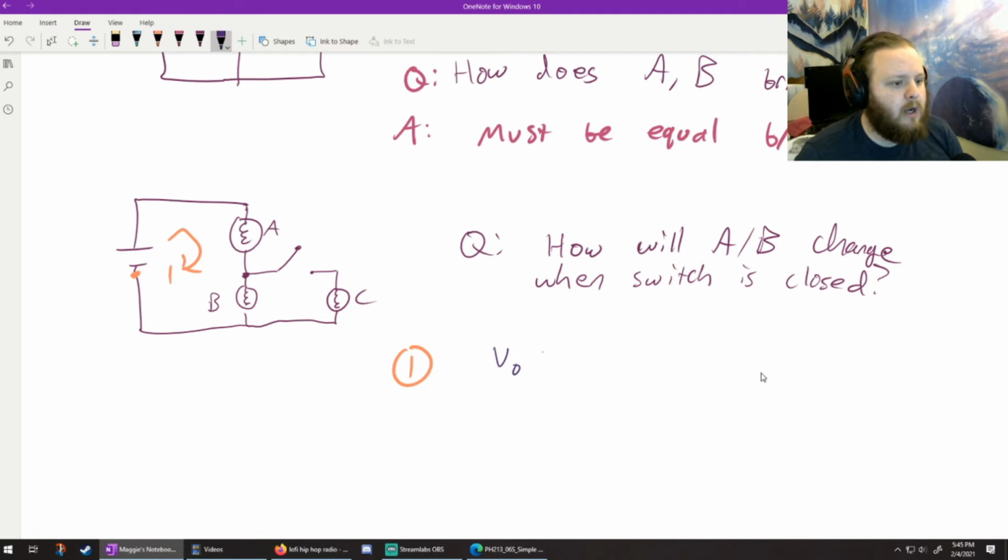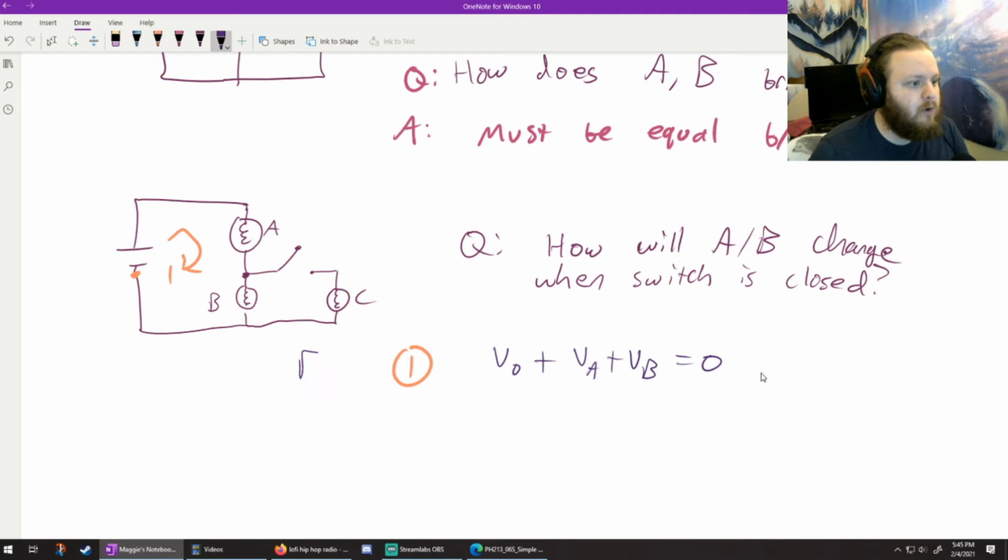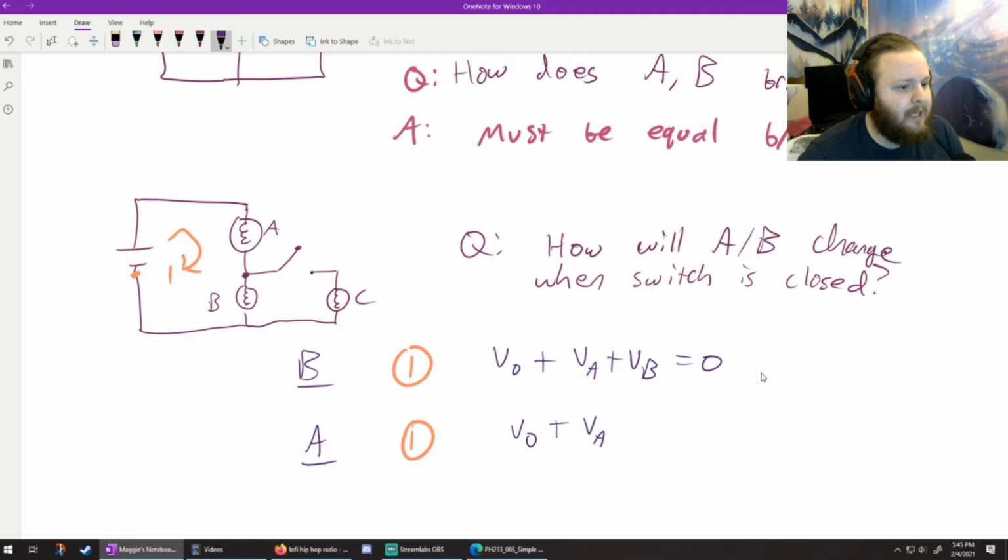So I know V naught plus VA plus VB equals 0. This is before I have closed the switch. So I'm just going to make sure I'm remembering that this is before I've closed the switch. And that must be true. So now if I do the after for loop 1, what does my Kirchhoff's law look like? What does my loop law look like? Well, it's V naught plus VA plus VB equals 0.